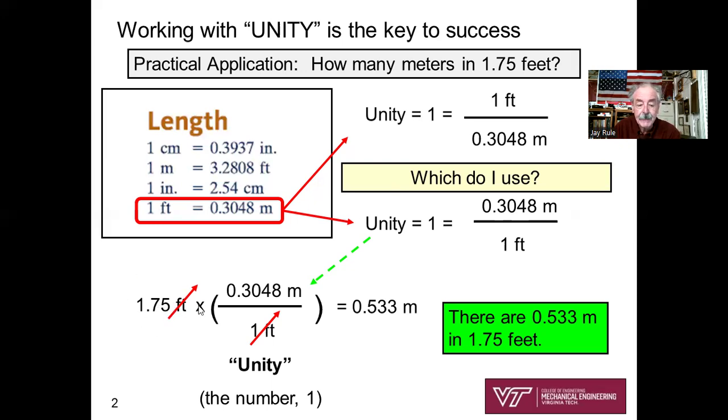1.75 feet times unity, and I cancel out, I'll strike out the feet and feet with my pencil, and sure enough, I do the math with my calculator: 0.533 meters. So my homework answer is there are 0.533 meters in 1.75 feet. Really pretty easy, but this is going to be the basis for all the tips that I want to remind you of.